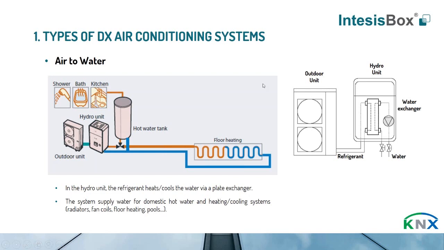In this example that we have here, we can see that the system is supplying water for domestic use, for shower or kitchen or however, and distributing the water also to the floor heating. This is just an example, but you can find different systems connected here, for example radiators, fan coils, pools, and others.